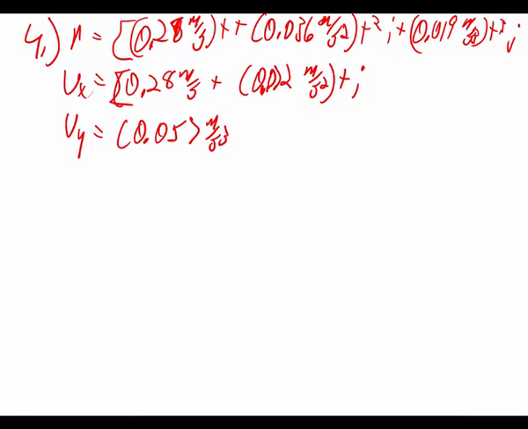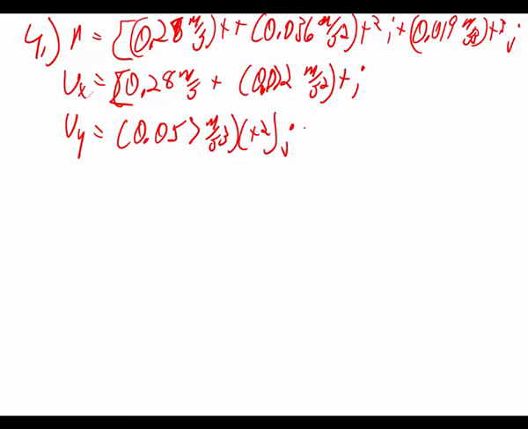Meters per second cubed. And that becomes t squared j. So there it is. There's your components. And of course we could write it all together.